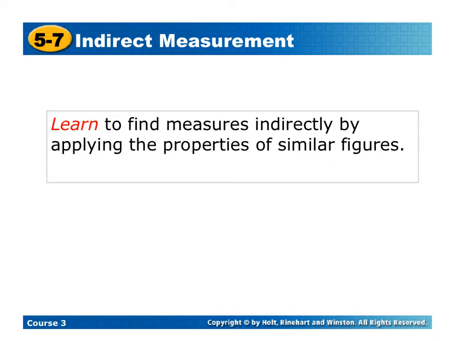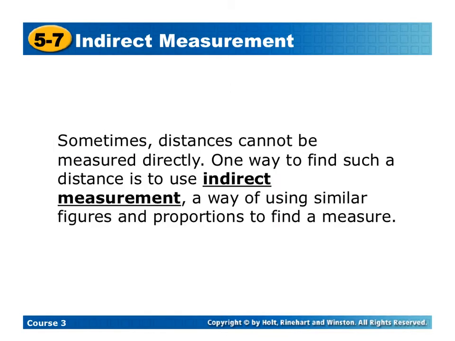Okay, so today we're taking a look at finding measures indirectly by applying properties of similar figures. There are times where we just can't measure distances or heights directly just because of not having the tools. So when that happens, we can actually measure distances using a method of indirect measurement and similar figures and proportions to then find measurements that we can't directly measure.